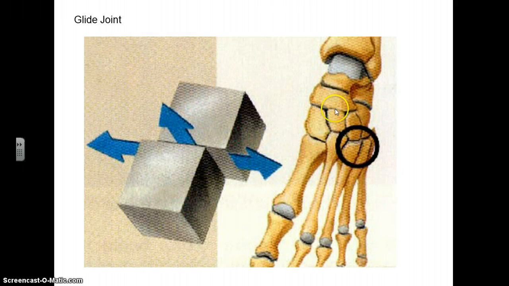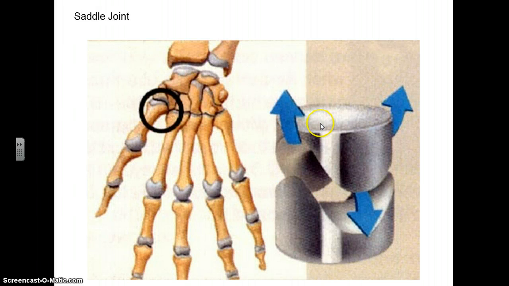Glide joints are ones like in your feet and your hands. So in the palm of your hand, essentially, you have a bunch of bones in there, and they are able to sort of slide or glide past each other a little bit, which makes your hand and your foot somewhat flexible. Saddle joint, that's your thumb, which has a similar range of motion as a ball and socket, but the way the bones fit together is a little different.